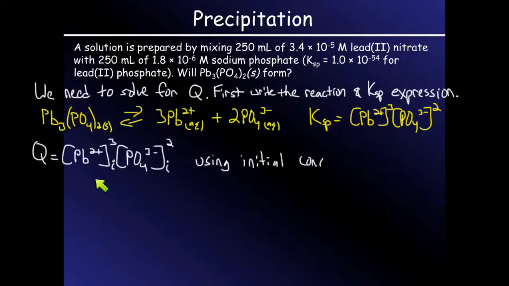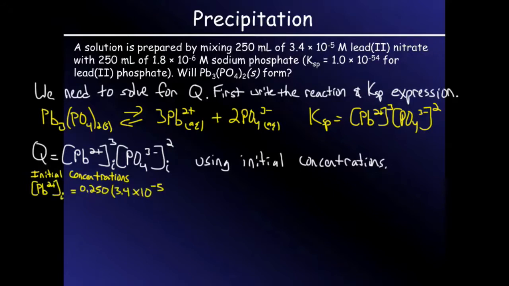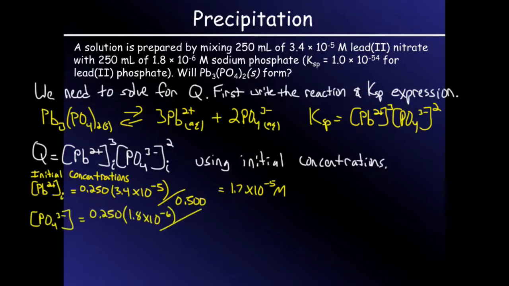Q then is going to be these initial concentrations before any precipitate has formed, if precipitate will form. The initial concentrations will be the concentrations that occur after mixing, after dilution. So it will not be the concentrations given in the problem. We need to solve for these initial concentrations, recognizing we start out with 250 milliliters, but we end up with 500. This is the concentration of lead that we need to consider when solving for Q. And this will be the concentration of phosphate that we need to consider when solving for Q.